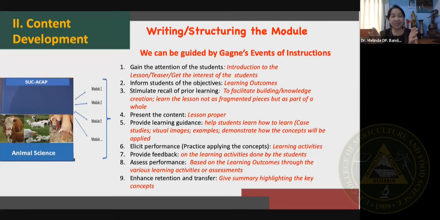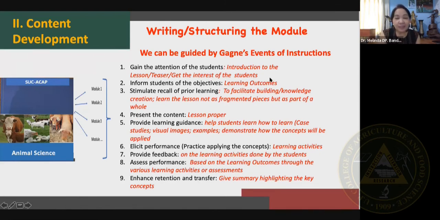Sa aspeto na yon. The other thing that I can provide as a tip, we can also use here yung ating backward design process. Okay, malilito doon ha.